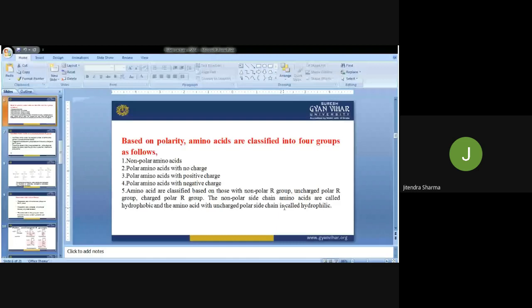Amino acids are classified based on non-polar R group, uncharged R group, or charged polar group. The non-polar side chain amino acids are called hydrophobic, and the amino acids with uncharged polar side chain are called hydrophilic. That we have discussed, and now we will look at non-polar amino acids with hydrophobic aliphatic R groups.